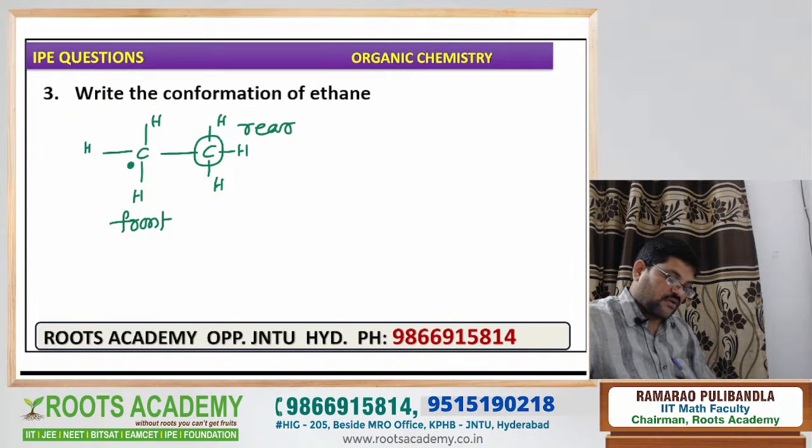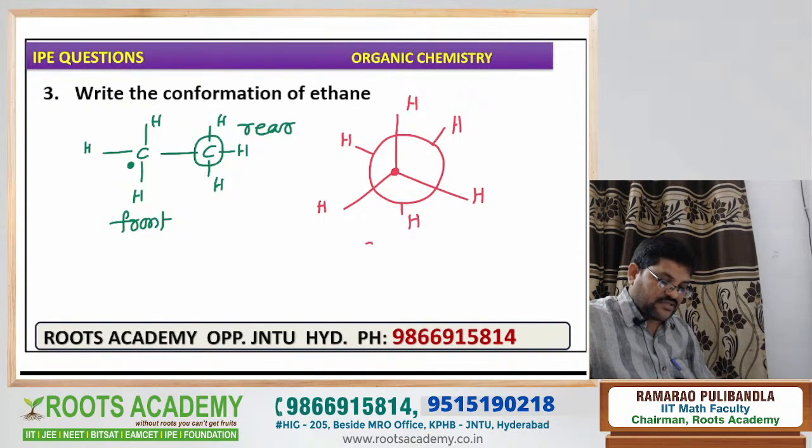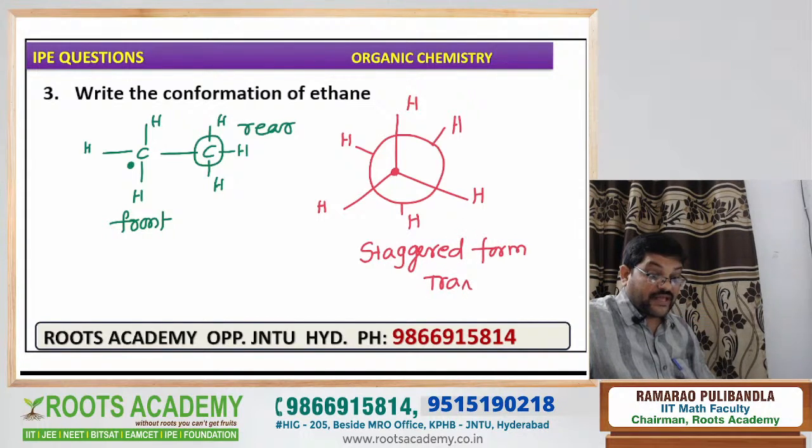Now here, the front carbon is kept as a dot symbol. To the dot of the carbon, 3 hydrogens are there like this. For the rear carbon, make a circle. Write the hydrogens exactly opposite, and you get the staggered form. Tell me what form is forming, students? Staggered form. The staggered form is also called what? Trans form.